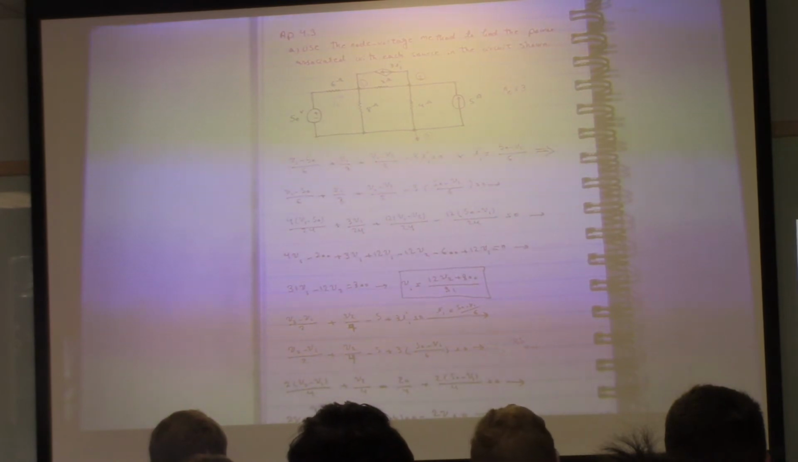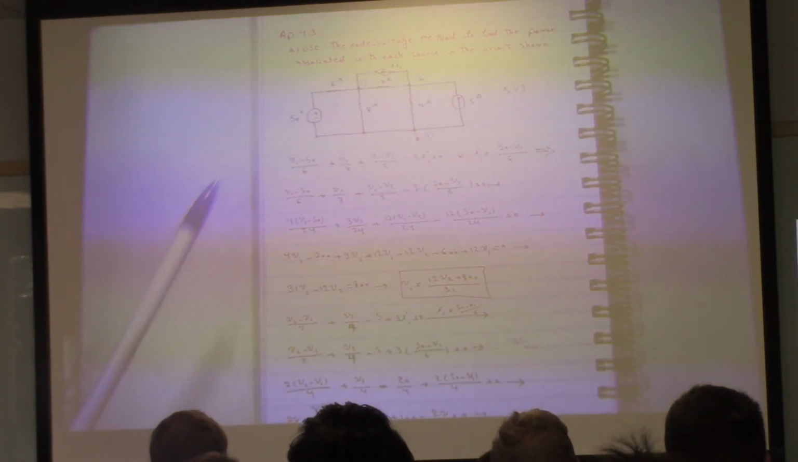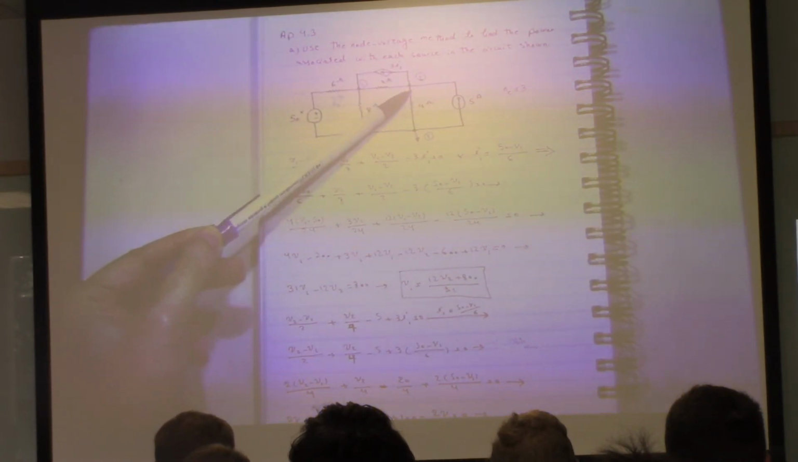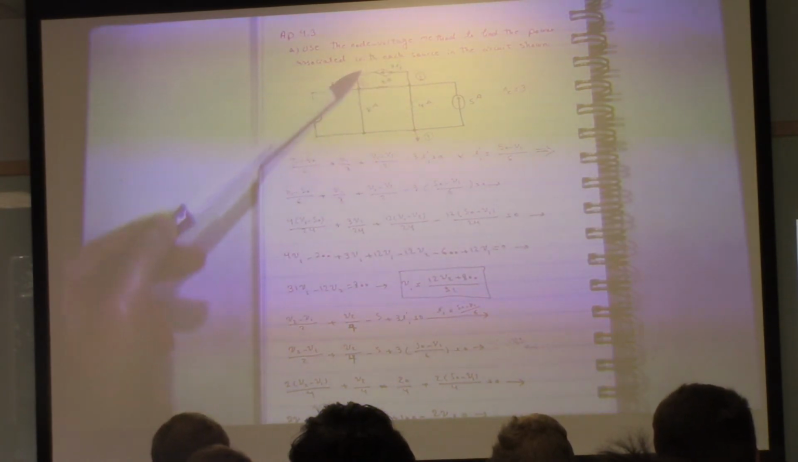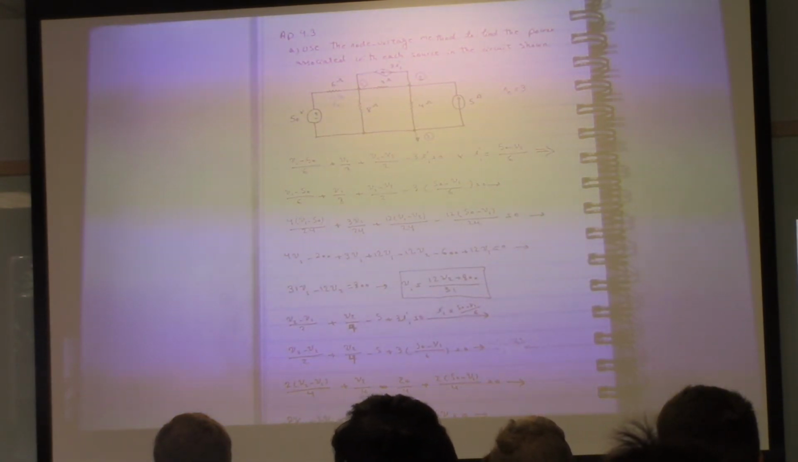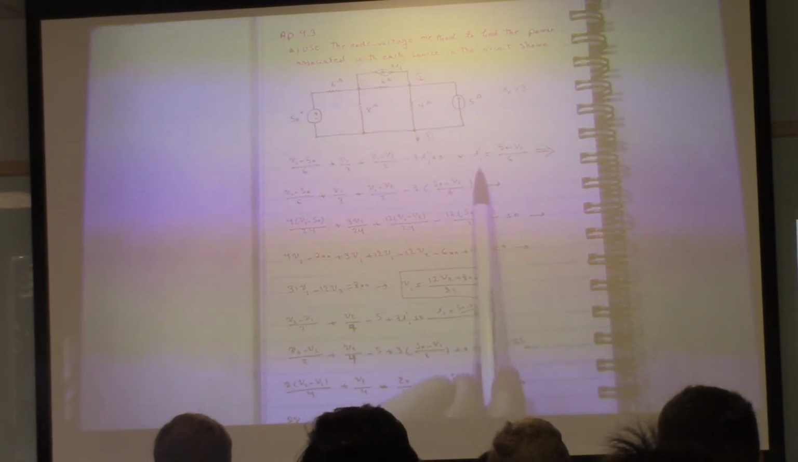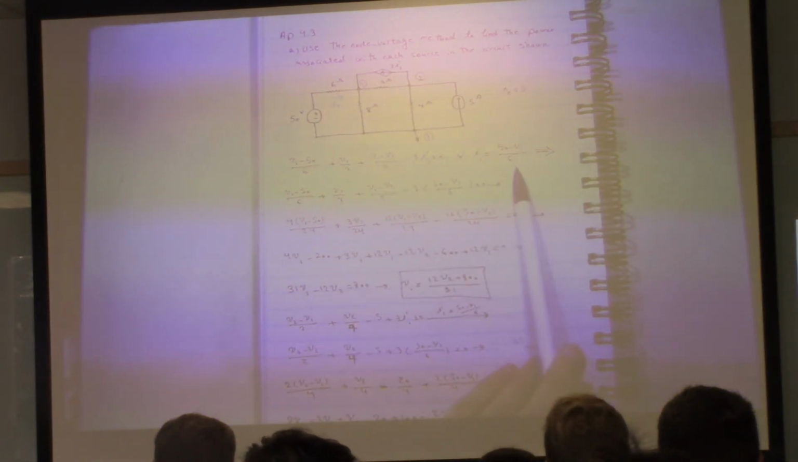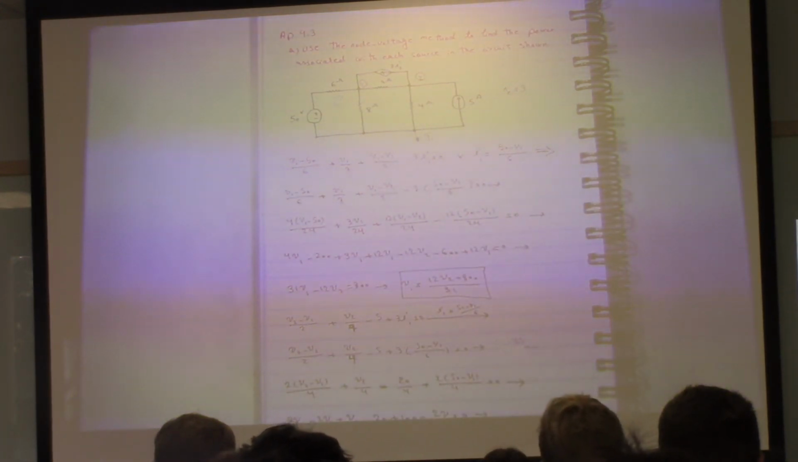Okay? If you want to write (50 minus V1) over 6, you have to write for this one (V2 minus V1) over 2, and you should say this one plus. It means like you multiply the equation by a negative sign. Okay, and what is I1? (50 minus V1) over 6. Clear?